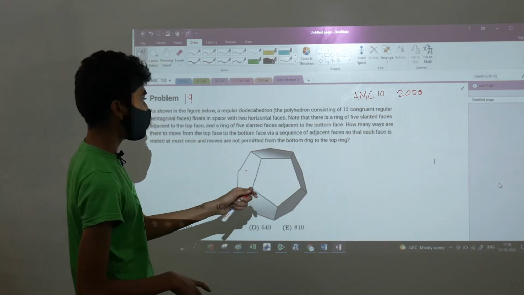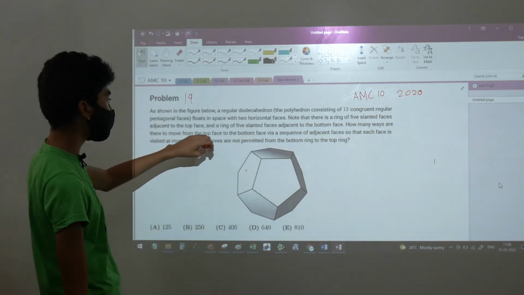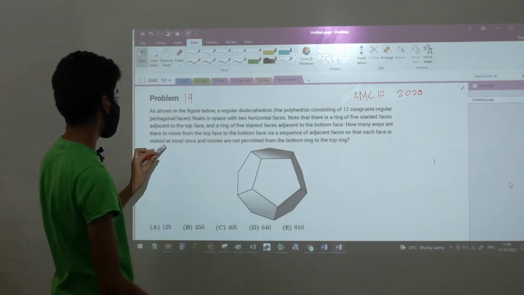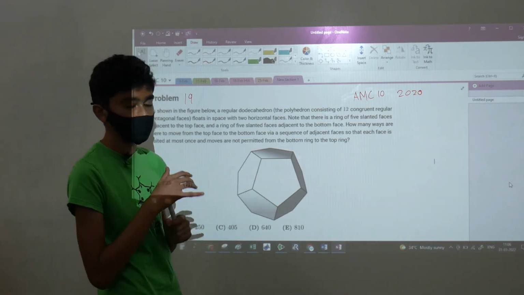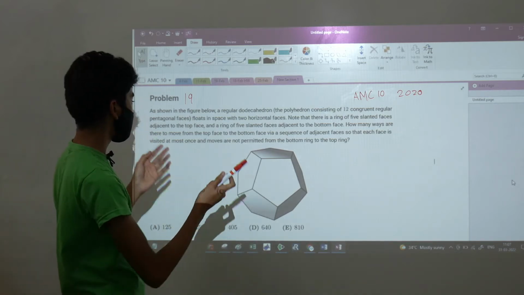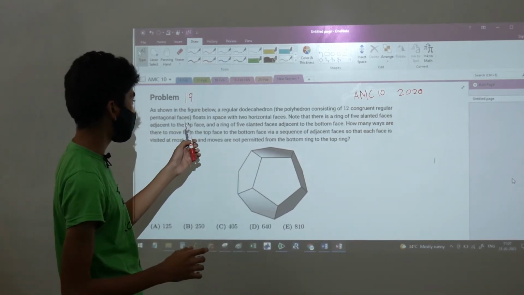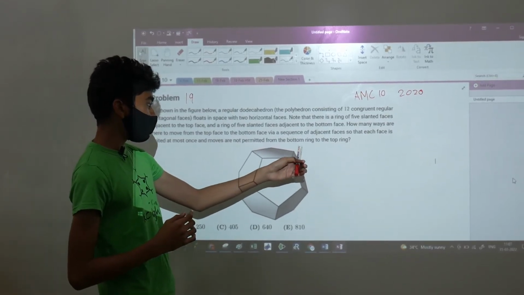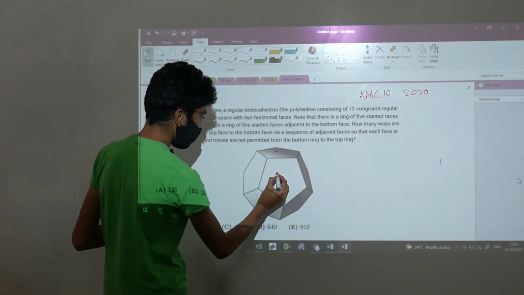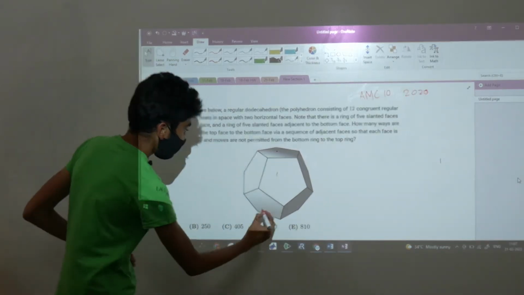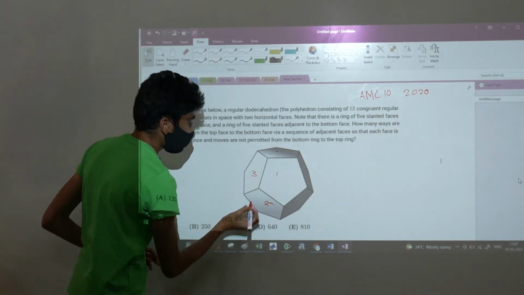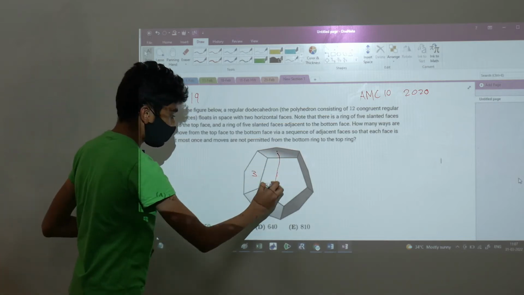And now the question is, how many ways are there to move from the top face to the bottom face through a sequence of adjacent faces, so that each face is visited at most once? So you cannot repeat any face. You also cannot go from the bottom ring back to the top ring. So let's say you were at the top face, move to one face of the top ring, go to the bottom ring, and then you can't go back to the top ring again. That pathway is not allowed.